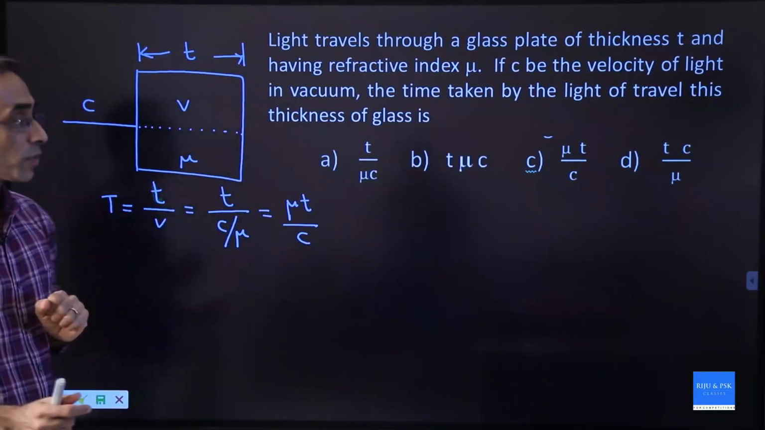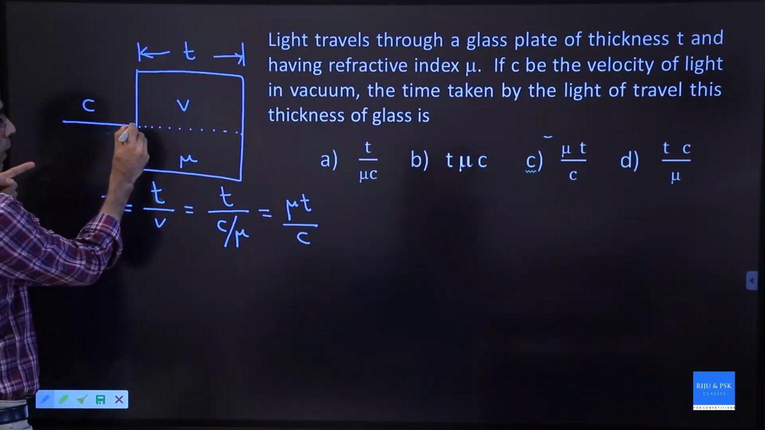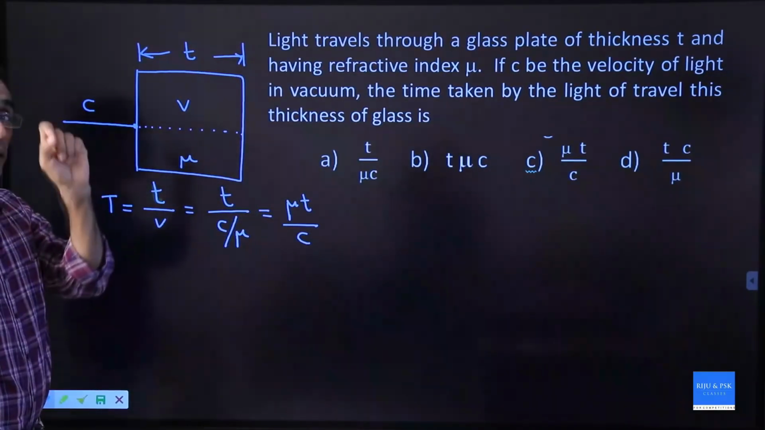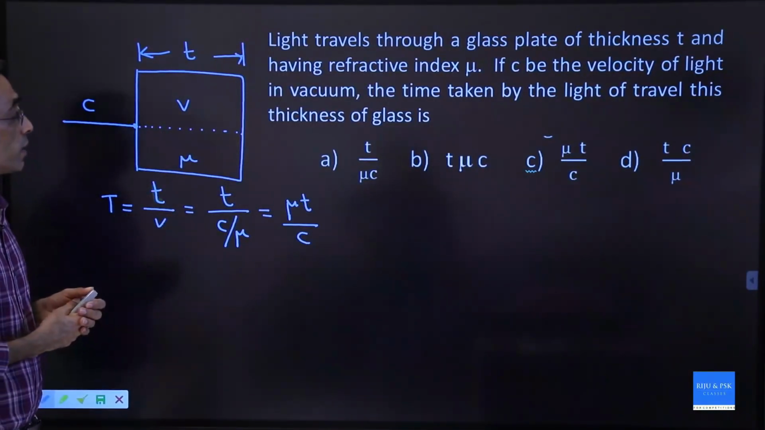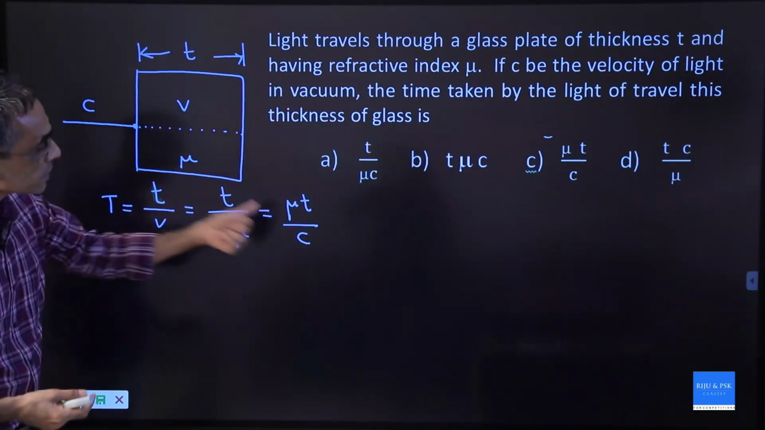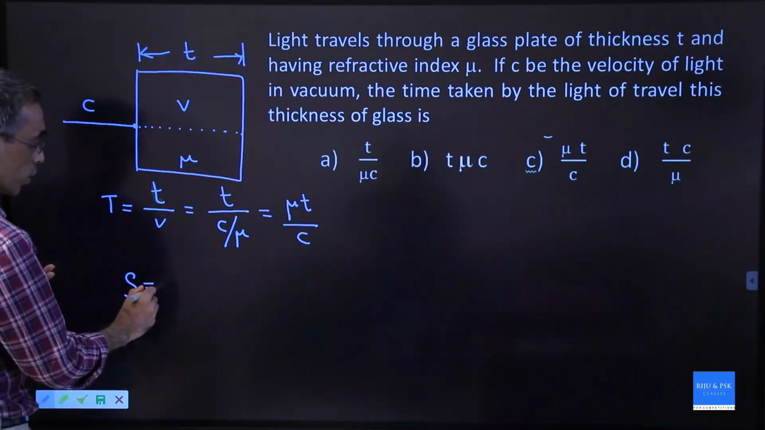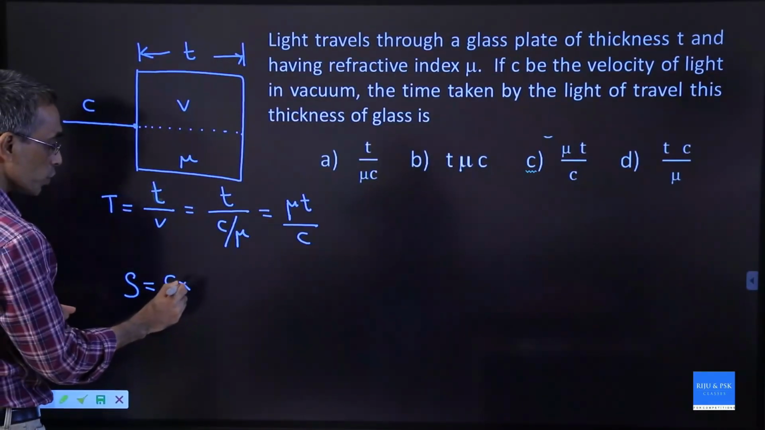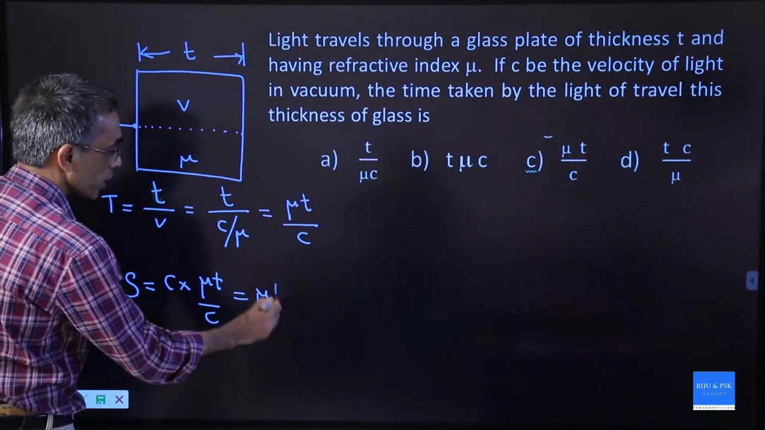But my point is not that one. When a light ray passes through this much of medium, it takes this much of time. What would be the distance that the light can travel in vacuum in the same time? The distance that light could have travelled in vacuum in this time is, let us take it as, yes, the distance to be travelled, that is always speed into time. Speed of light in vacuum must be c, into the time here, mu T divided by c. So, you will get it as mu T.